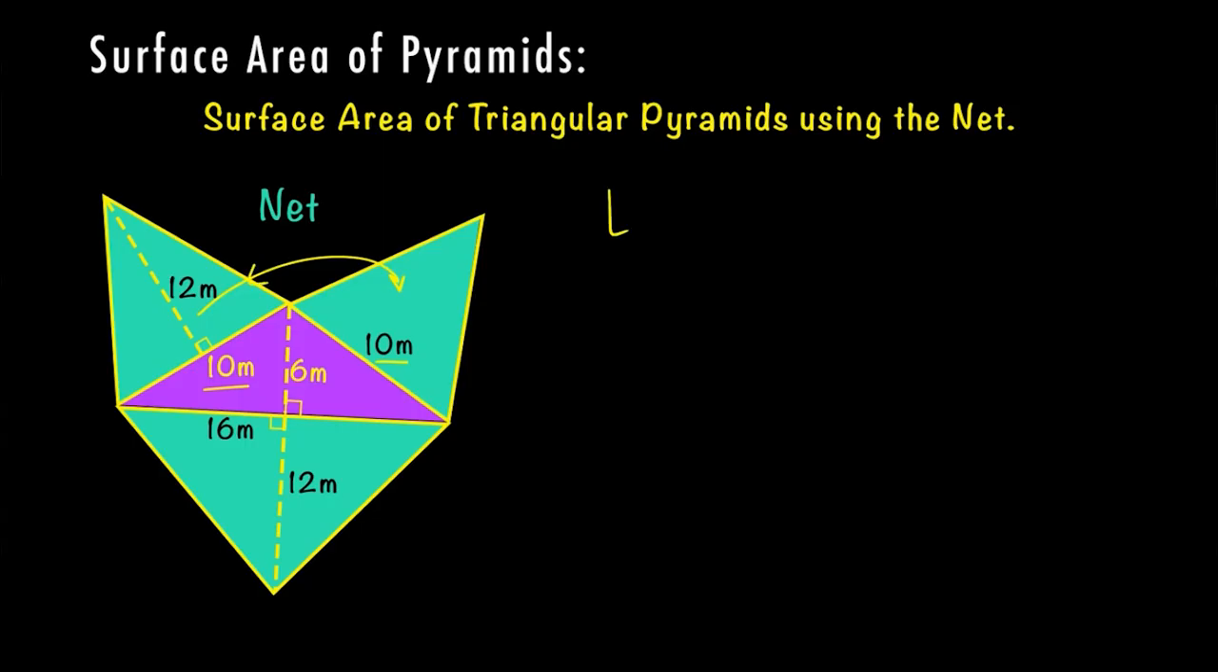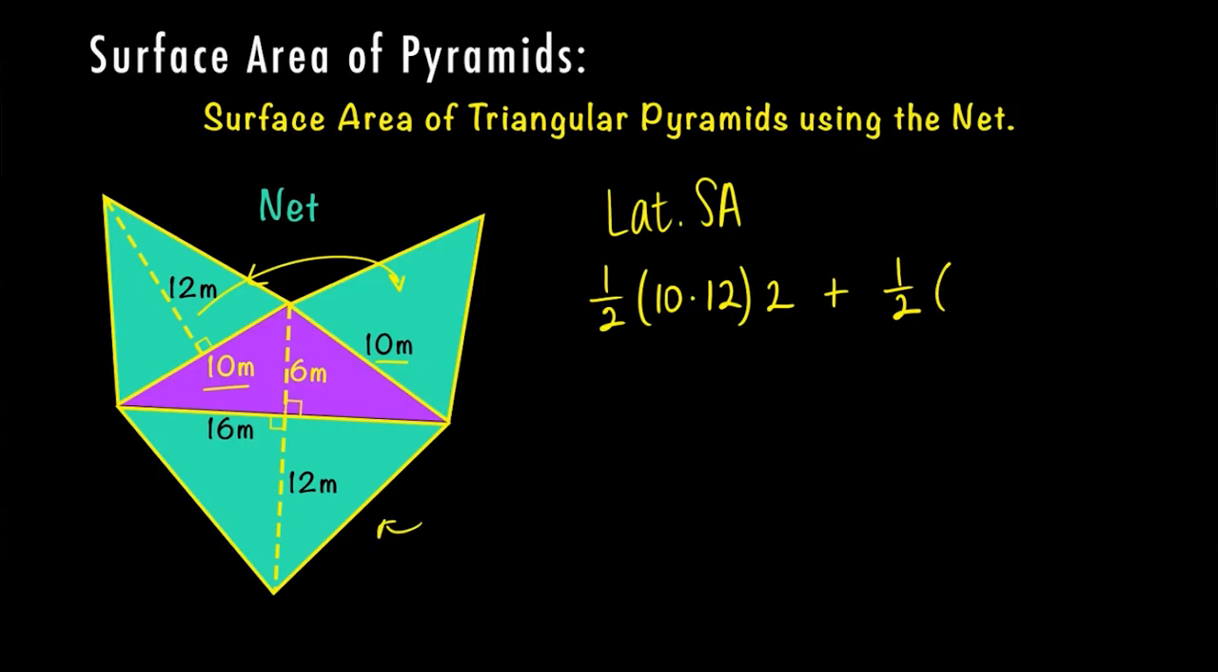So let's go ahead and start with our lateral surface area. So I want to find the area of the 3 outer triangles. I'm going to start with the 2 that I know are the same. So that would be 1/2, base would be 10, height would be 12, and in this case there's only 2 of them. And then I want to add on the area of the triangle that is opposite of those at the bottom. So that would be 1/2, and in this case 16 by 12, and there's only 1 of them.